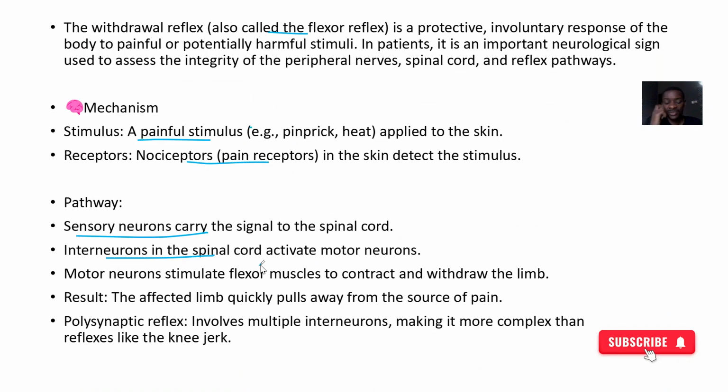Interneurons in the spinal cord will activate the motor neurons. Motor neurons will now stimulate any muscle that is supposed to flex and move away. It will contract and withdraw. Okay, result: the affected limb quickly pulls away from the source of pain.